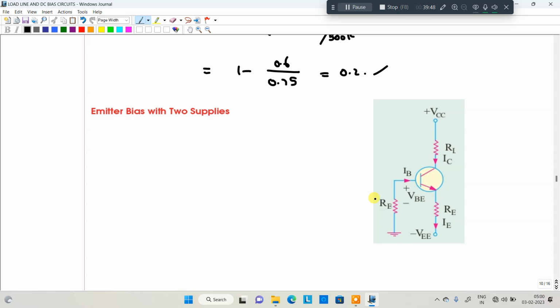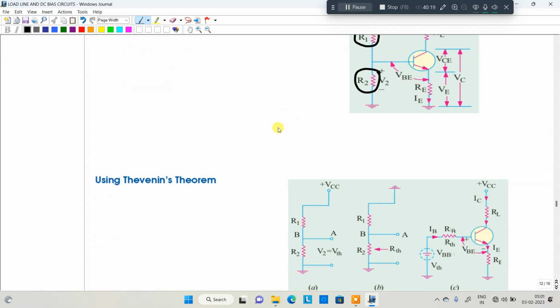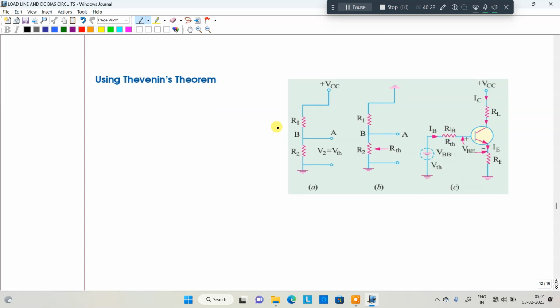Next, voltage divider bias. This is the last topic. In the voltage divider bias circuit, just two resistors are connected: R2 across the base and emitter terminal, and R1 connected between the base and the collector terminal. So voltage is divided. That's why it is called voltage divider bias. So how to calculate this biasing technique, we'll see.